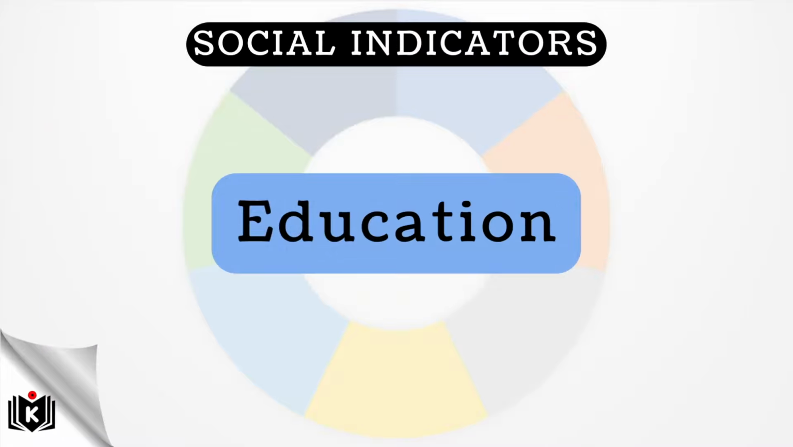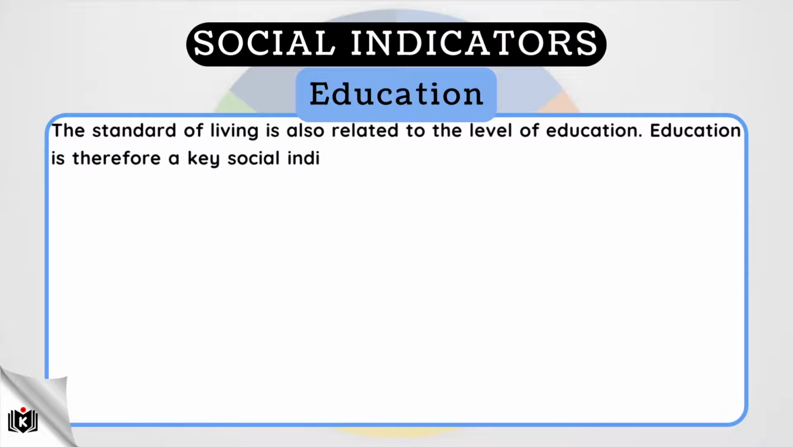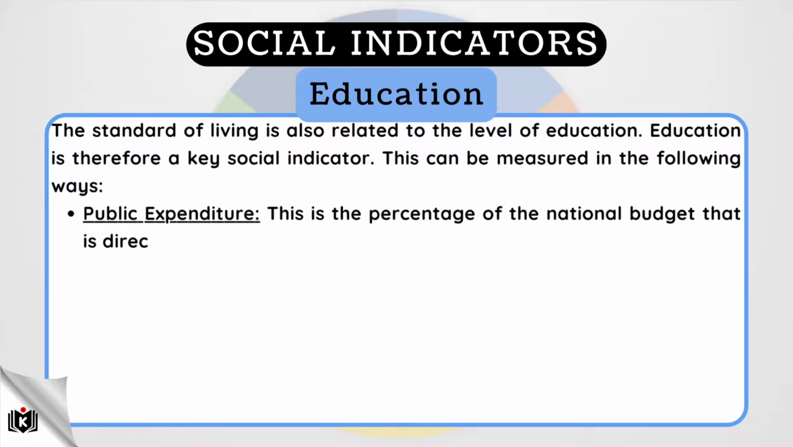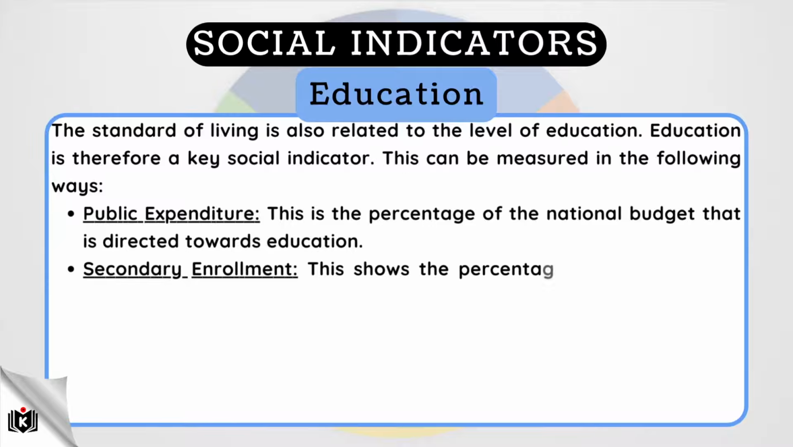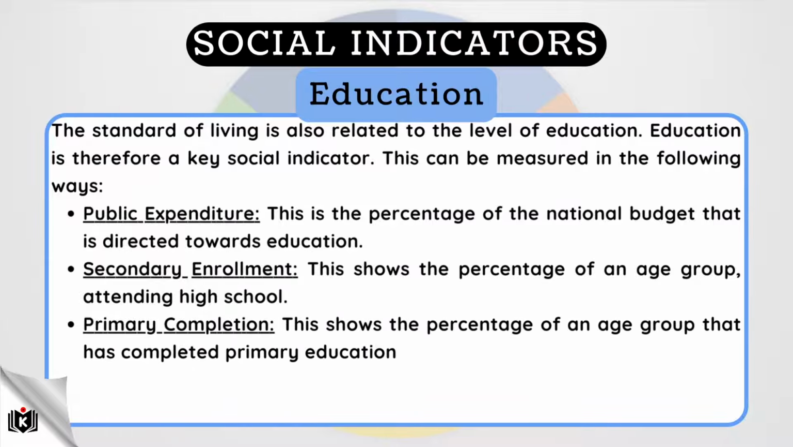Another social indicator we'll discuss is education. The standard of living is also related to the level of education. Education is therefore a key social indicator. This can be measured in the following ways. Public expenditure. This is the percentage of the national budget that is directed towards education. Secondary enrollment. This shows the percentage of an age group attending high school. Primary completion. This shows the percentage of an age group that has completed primary education.